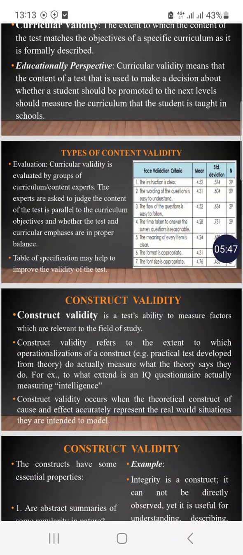Types of content validity. Evaluation. Curricular validity is evaluated by groups of curriculum content experts. The experts are asked to judge whether the content of the test is parallel to the curriculum objectives and whether the test and curricular emphases are in proper balance. A table of specifications may help to improve the validity of the test.